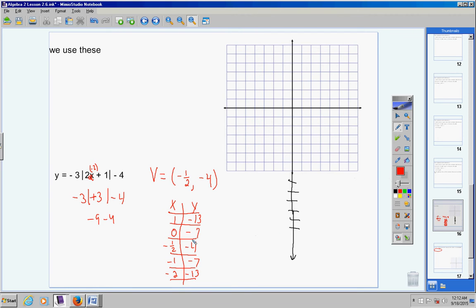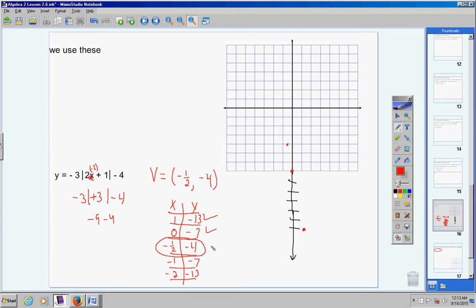Here we go. Let's plot our vertex first. It's probably a good idea to always plot your vertex first. So negative 1/2, and then down 4. So I went over a half, then down 4. Okay, 1, negative 13, so here's 1. Way down to negative 13. 0, negative 7, so here's 0. Way down to negative 7.